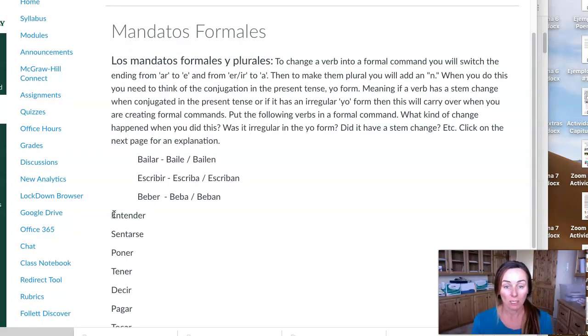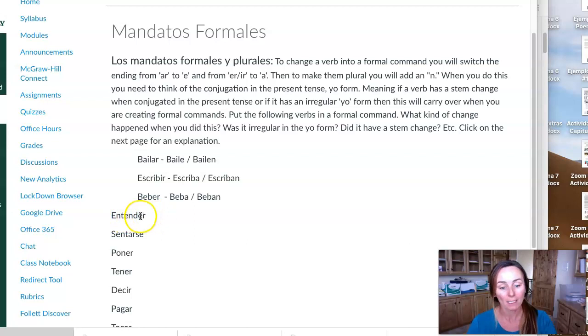Meaning that if there's a stem change or if there's an irregular yo, it carries over. And so before you switch the ending, you're going to have to think of, is there an irregular yo? Is the structure going to change? Or is there going to be a stem change that happens? So entender has a stem change.